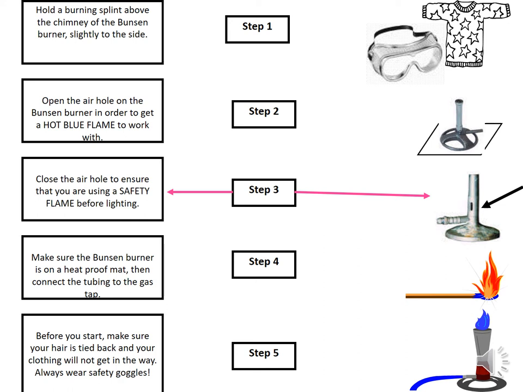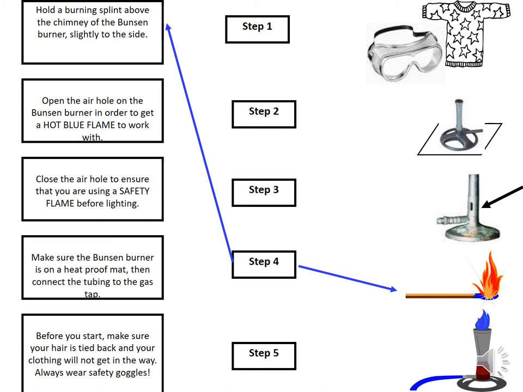Step 4. Let's have a look for step 4. You should have got, hold a burning splint above the chimney of the Bunsen burner slightly to the side. That would be your step four, and match it up to a picture of a matchstick that has been lit.